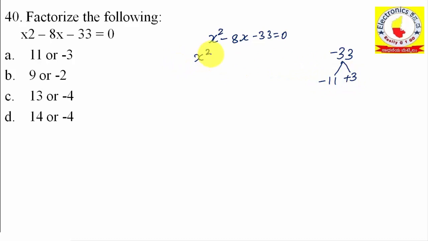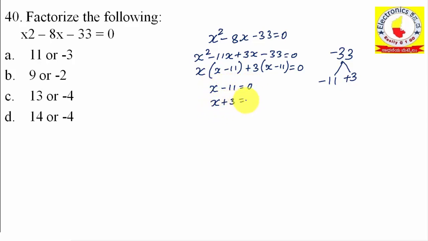So how can we write this? x square minus 11x plus 3x minus 33, which is equals to 0. No need to solve further. 11 and 3 is your option. Taking x common, x minus 11 plus 3 times of x minus 11, which is equals to 0. X minus 11 equals to 0, x plus 3 equals to 0. That implies x equals to 11, x equals to minus 3. So the values are 11 and minus 3. So which option comes? Option A is going to follow.